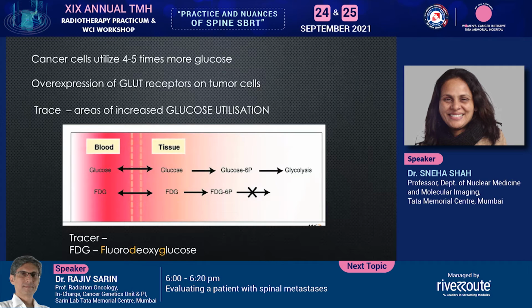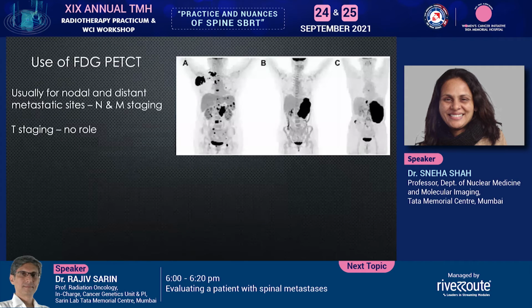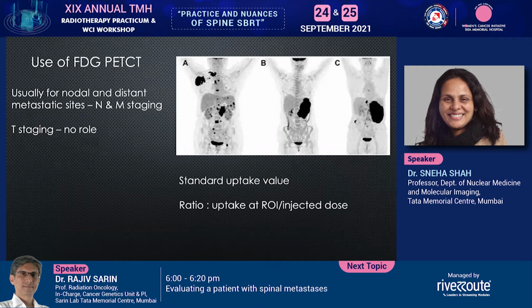Here, the tracer is fluorodeoxyglucose, like I mentioned, a glucose analog, and the radioisotope is fluorine-18. So what do you do with an FDG scan? As we all know, the function of the area under evaluation is assessed to see whether there's increased glucose uptake or decreased glucose uptake. We do evaluate this quantitatively by looking at an SUV, which is a ratio of the uptake at the site of interest versus the injected dose.